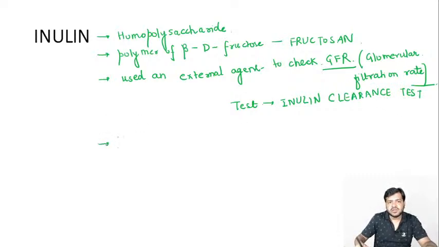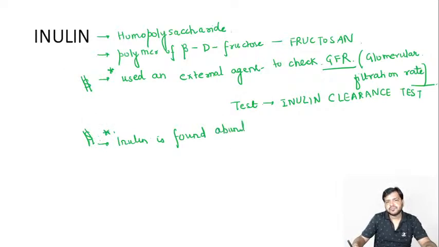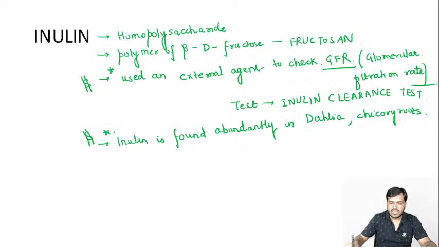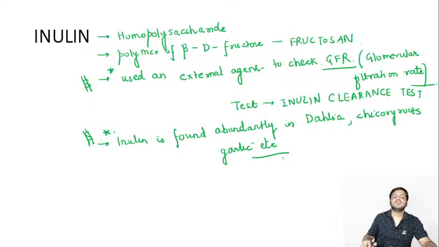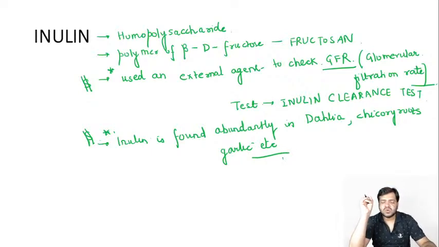You already know that inulin is found abundantly. This was a question which has been asked in the exam. Both these points are important, so mark both of them. It is found abundantly in dahlia, chicory roots, garlic, etc. So these are some compounds where you can find inulin.